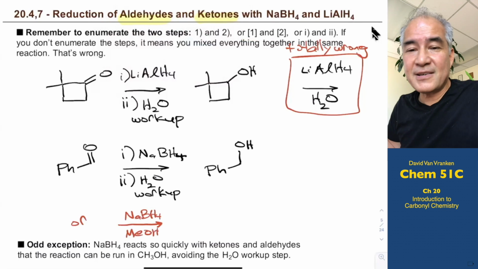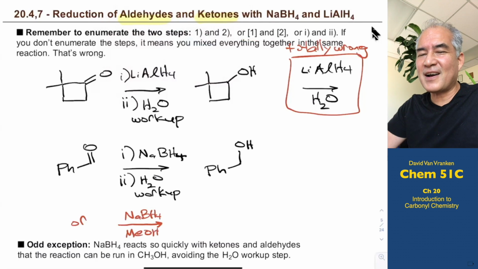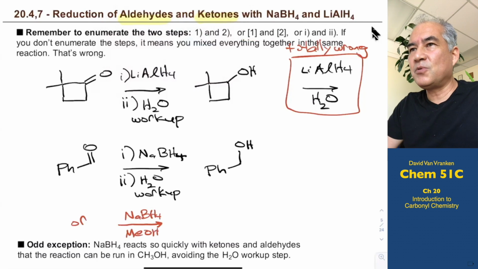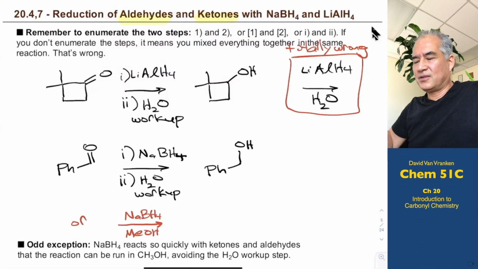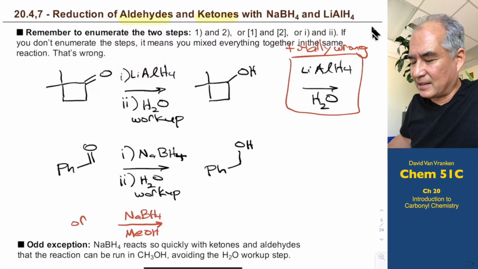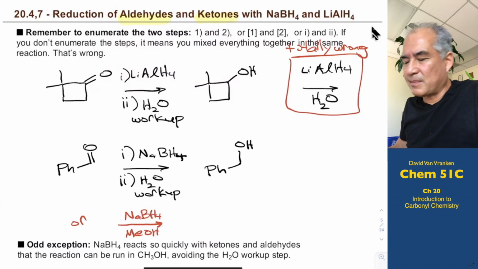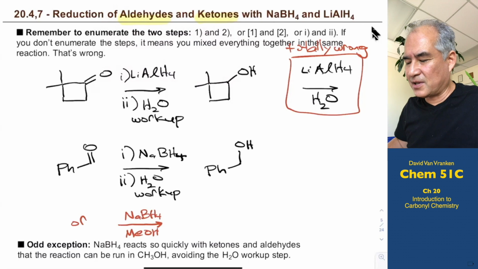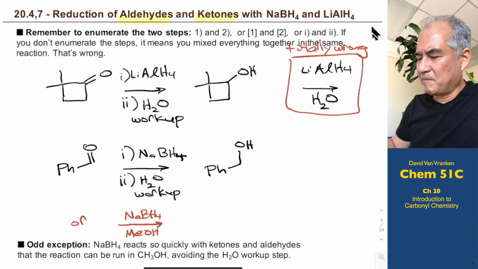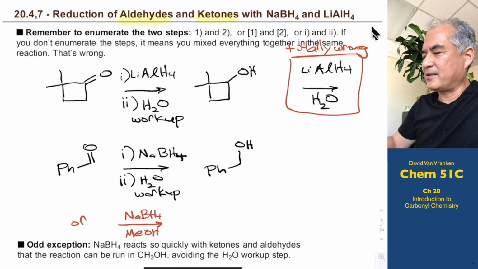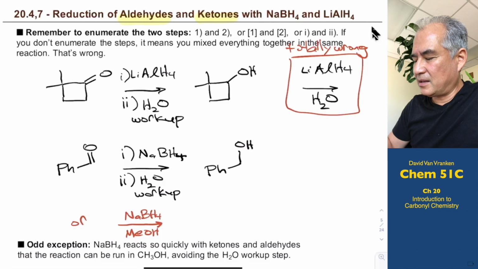Without enumerating the reagents, it turns out that sodium borohydride reacts with the methanol so slowly that it can actually add to carbonyls faster than sodium borohydride deprotonates the methanol. So don't do that with lithium aluminum hydride. Only with sodium borohydride can you do this 1-step sodium borohydride and methanol procedure. But I feel like it's easier for you to memorize if you always do this as two steps. So this would be okay if you did it in that way.